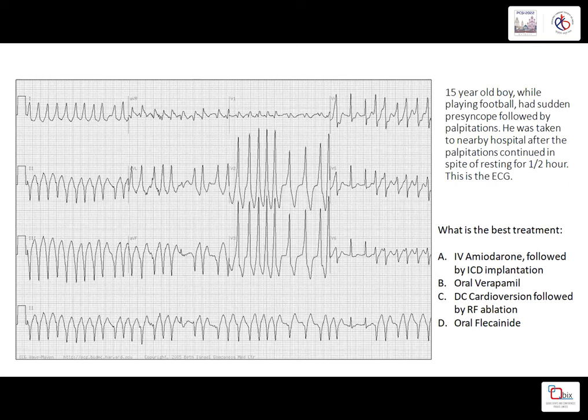Okay, so again, a 15-year-old boy had sudden onset palpitation. He was taken to the nearby hospital where the palpitation continued for another half an hour. Assess the ECG and give the best treatment. Timer.